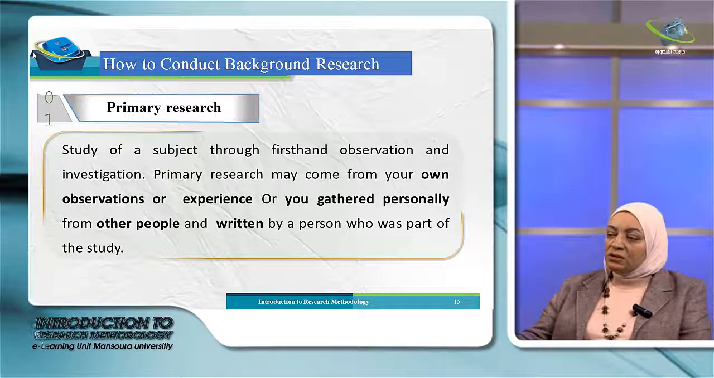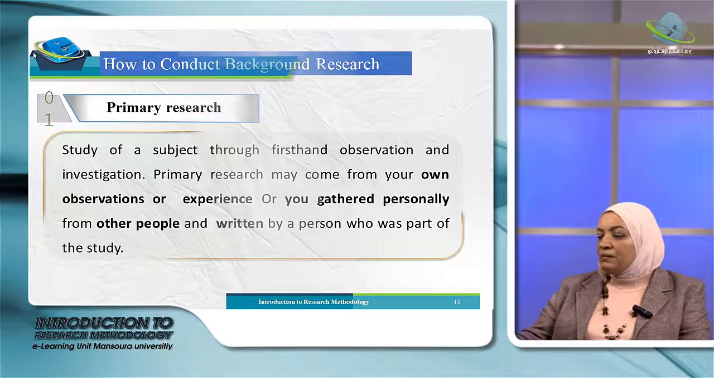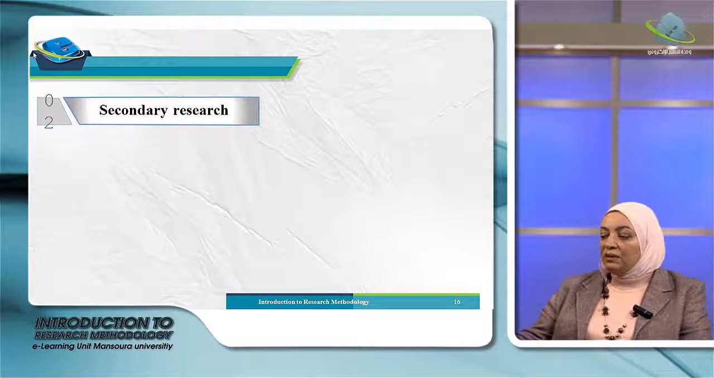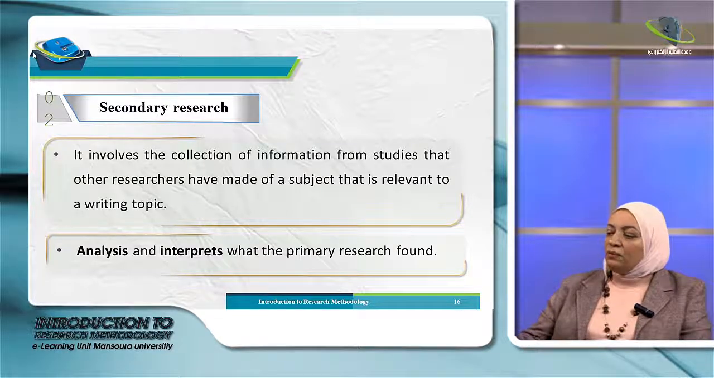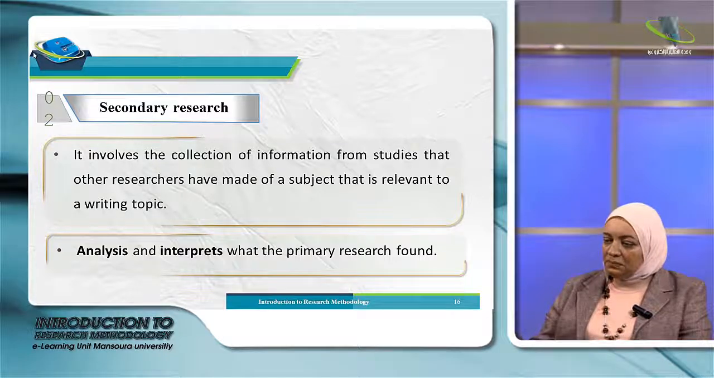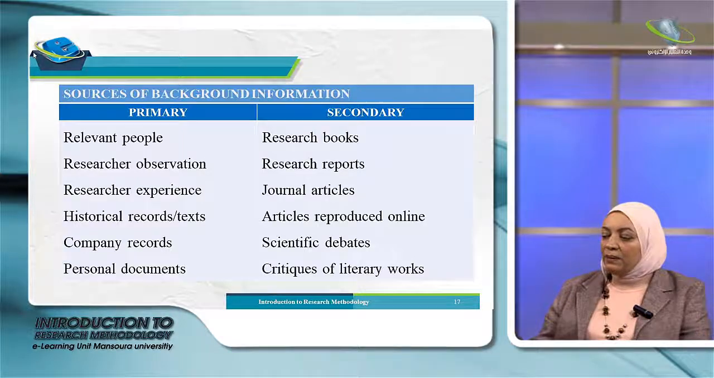For types of research, we should have background research from primary or secondary sources. Primary research means first-hand observation and investigation. Primary research may come from your own observation or experience, or you gathered it personally from other people, and it was written by a person who was part of the study. While in secondary research, we use other studies, relevant written topics, analysis, and interpretation of what the primary research found.